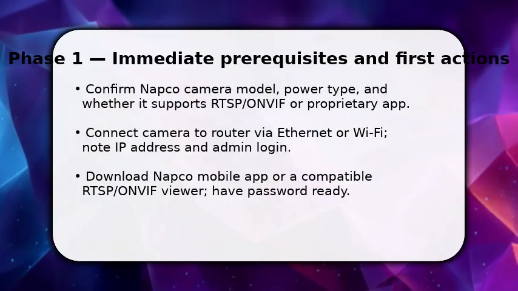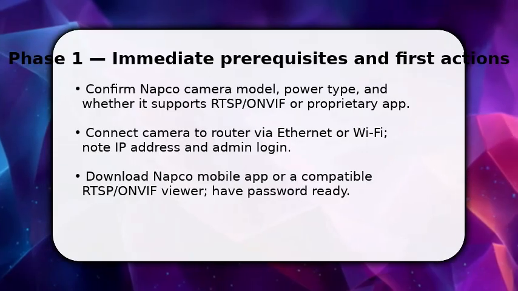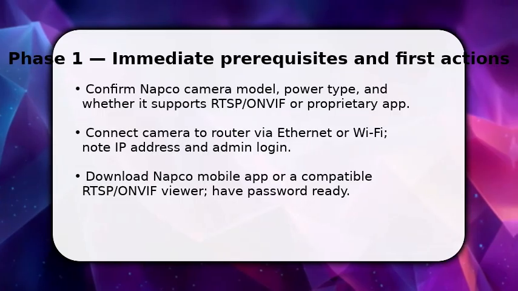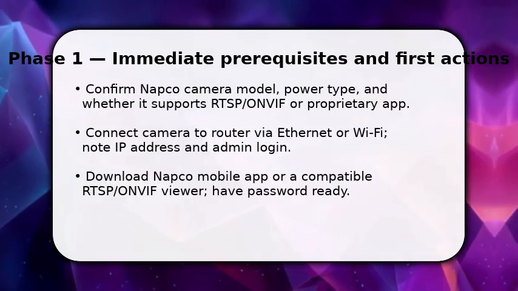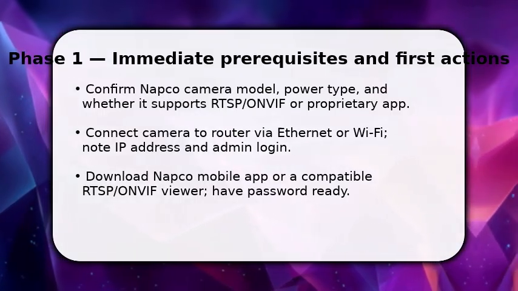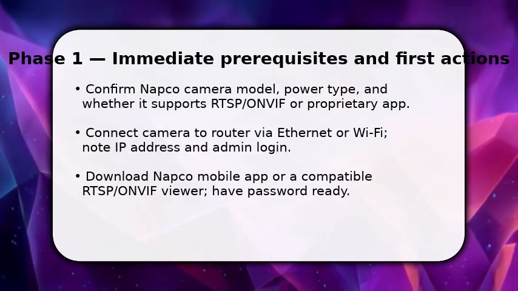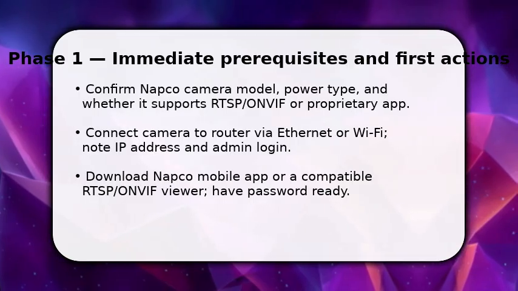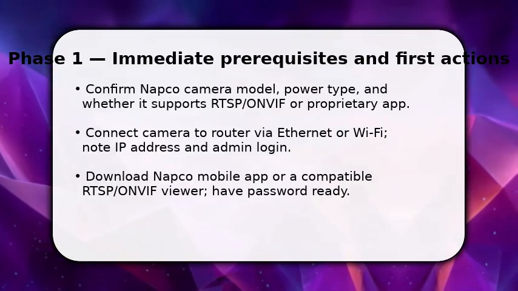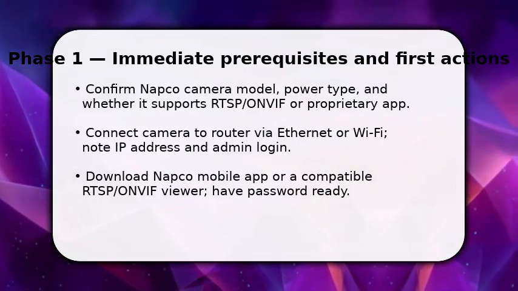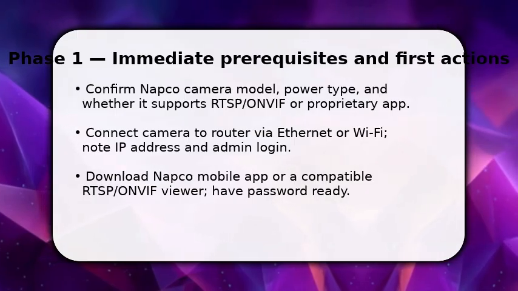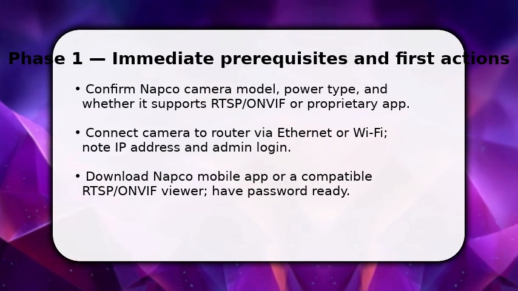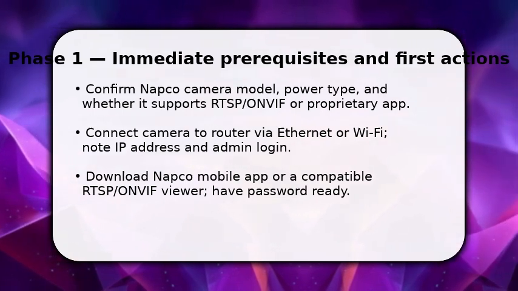You begin by verifying model and network readiness. This matters because protocols differ. Power the Napco camera and connect it to your router by Ethernet for stability, or configure Wi-Fi if needed. Once done, find the camera IP through the router or the camera's LCD and set an admin password immediately to secure access. Then install the Napco mobile app or a known RTSP/ONVIF viewer on your phone, because the next steps require an app to discover and configure the device.